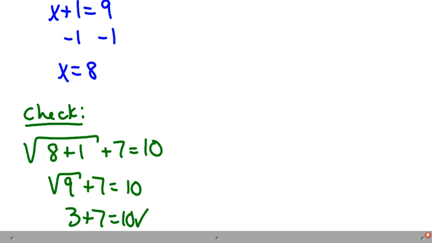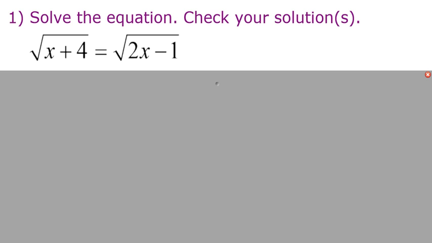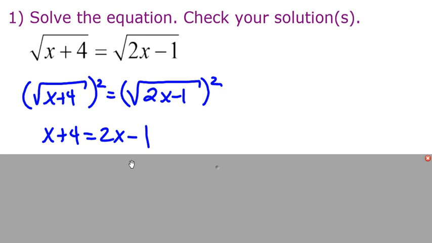Let's take a look at another example. Here we have the square root of x plus 4 equaling the square root of 2x minus 1. Here we have a radical, a square root, on each side of the equation. And again, we need to undo that. Just like we've done in the past, we know a radical like this is to the 1/2 power, and we need to undo that. So in order to undo something to the 1/2 power, like we said before, we square it because 1/2 times 2 is 1. Therefore, we have an equation x plus 4 equals 2x minus 1.